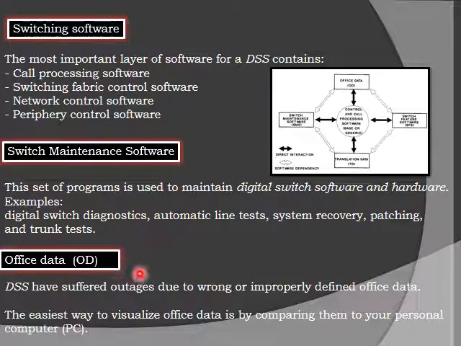Next comes office data. DSS have suffered outages due to wrongly or improperly defined office data. So here, outages means what? Office data and outages.